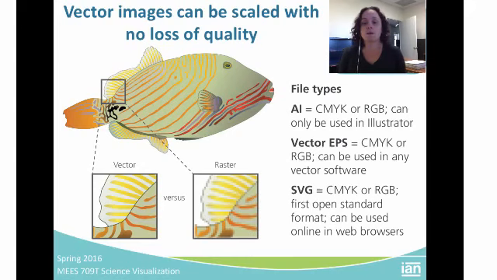So the file types that support vector images are AI files, which is the Adobe Illustrator native format. And they can be CMYK or RGB. Again, that will depend on your final product, which color mode you use. Vector EPS is a more generic file type that can be used with any vector software. And again, that can be CMYK or RGB. SVG files, that stands for Scalable Vector Graphic. They can also be CMYK or RGB, and this is actually the first open standard vector file format. And it can be used online in web browsers, which is pretty cool that we can now zoom in on things on the web and have them maintain that crisp, high resolution quality.